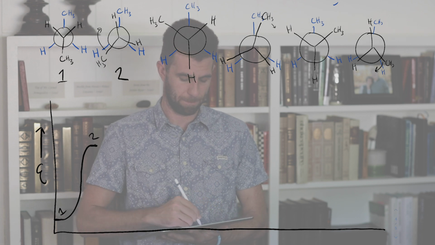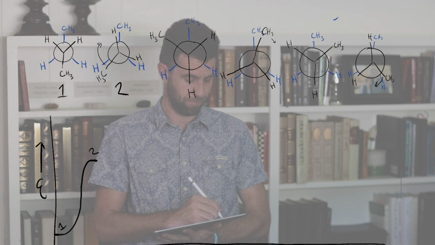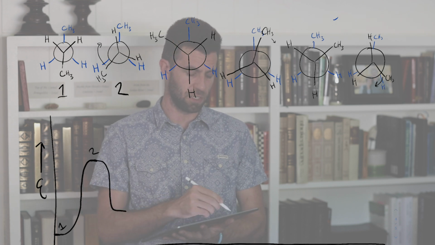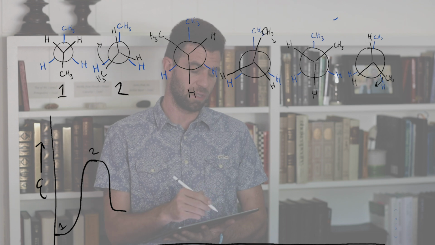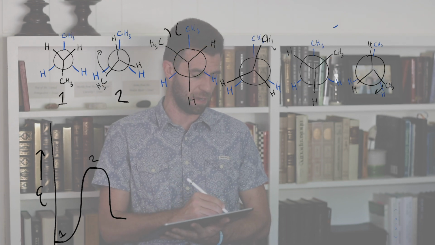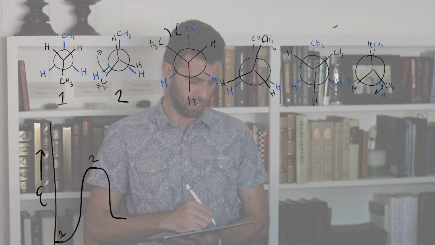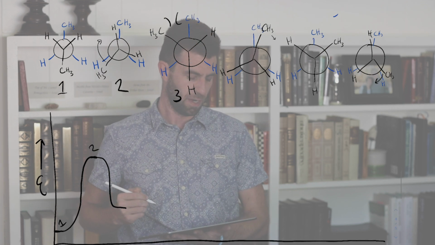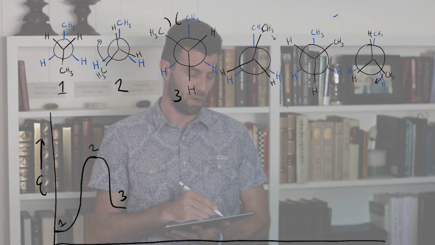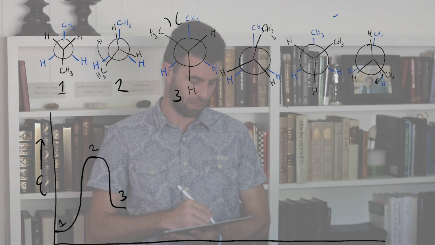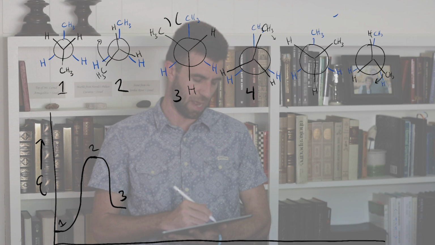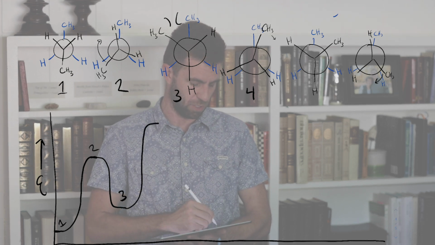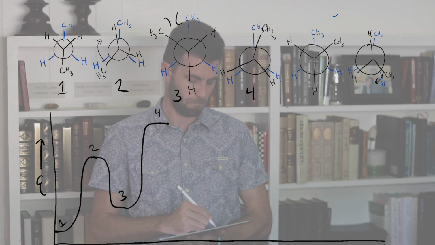Now let's say we keep rotating this. It's going to become staggered again, which is lower energy. But it's not going to be as low as it was before, because this is, remember, gauche or awkward. Those CH3s are too close to each other. So this is going to be gauche or awkward, these big groups next to each other. And then we continue to rotate, and we have position 4, where we have these fully eclipsed largest possible groups. So that's going to be our higher energy.